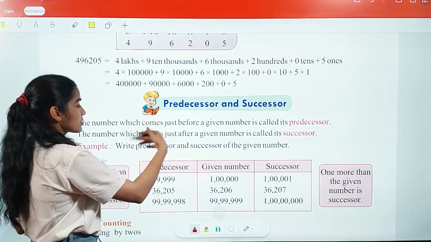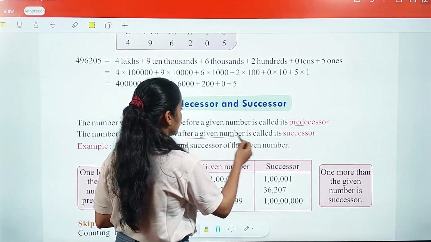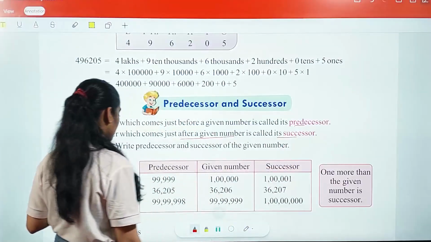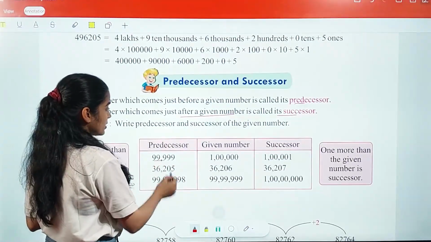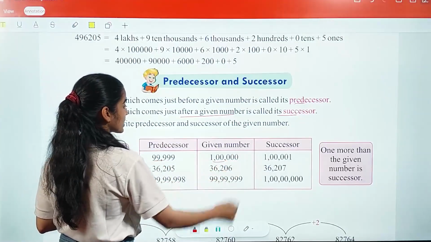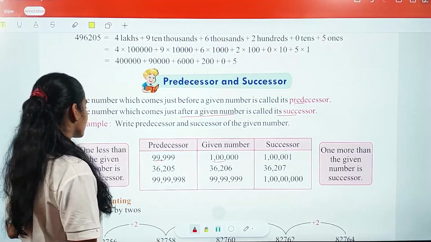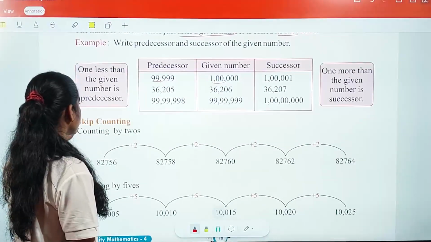The number which comes just before a given number is called its predecessor, and the number after a given number is called its successor. So the given number is 1 lakh, its predecessor is 99,999 and its successor is 1 lakh 1. One more than the given number is the successor and one less than the given number is the predecessor.